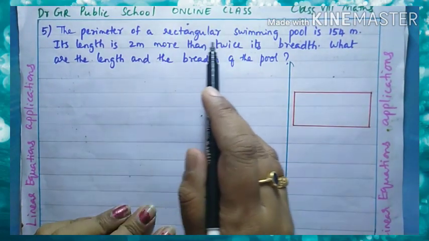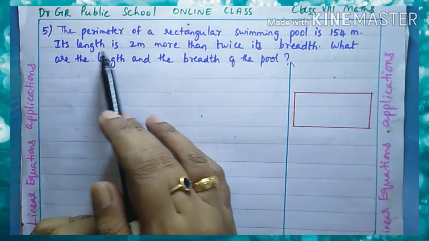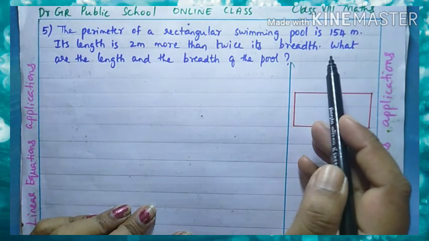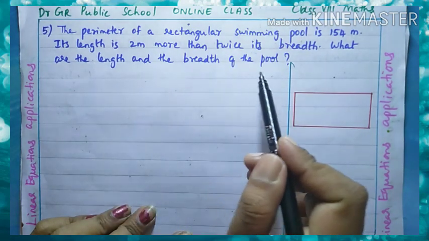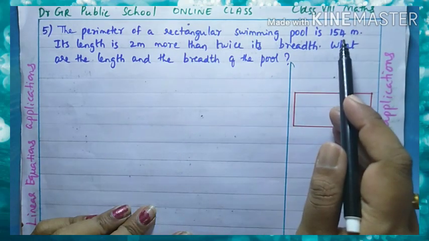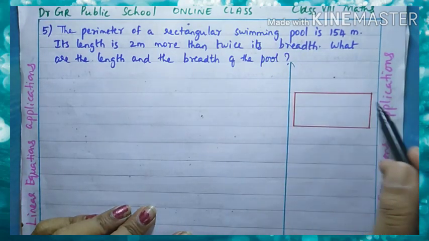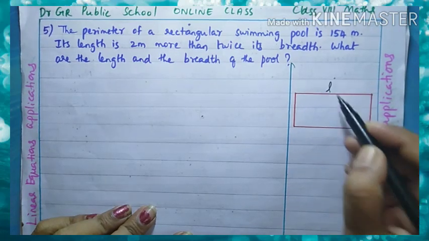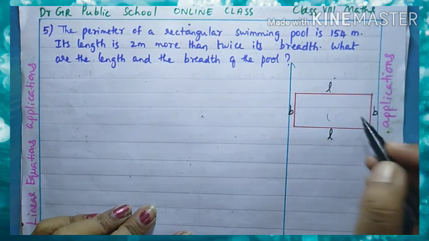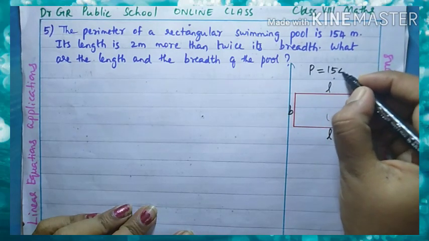The perimeter of a rectangular swimming pool is 154 meters. Its length is 2 meter more than twice its breadth. What are the length and the breadth of the pool? Once again, the perimeter of the rectangular swimming pool is given. So you consider this is a rectangular swimming pool as we did in the previous problem. These two opposite sides are length and these two opposite sides are breadth. Okay, so this is a swimming pool. Now the perimeter of this swimming pool is given 154 meters, already given.